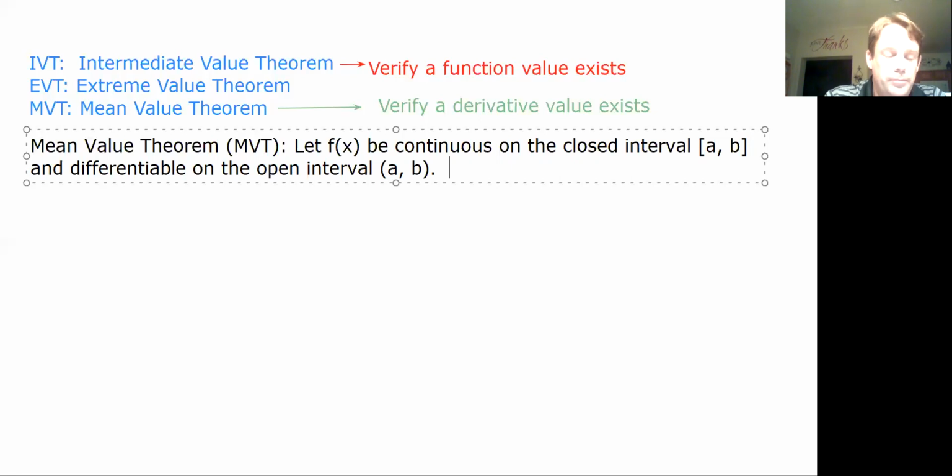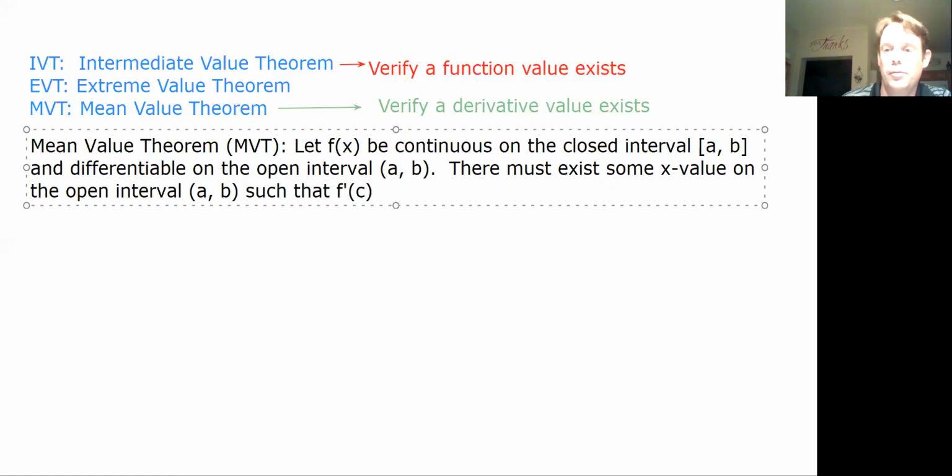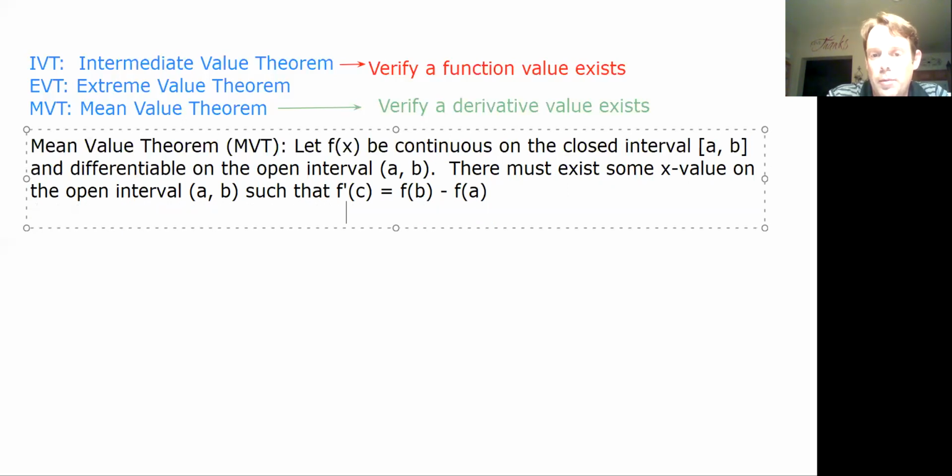It basically says there must exist some x value on the open interval such that f prime of that x value, so we're going to go and call it C, equals f of B minus f of A all over B minus A.